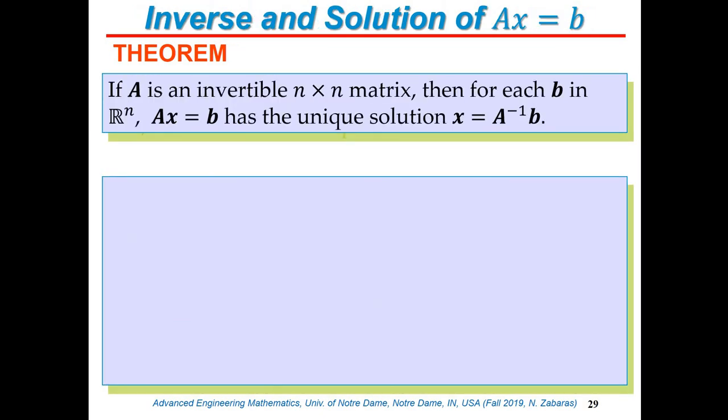Now, just so we can finish with these properties, if there is an inverse matrix A, and you are looking for the solution to Ax equals b, the solution obviously is x equals A inverse times b.